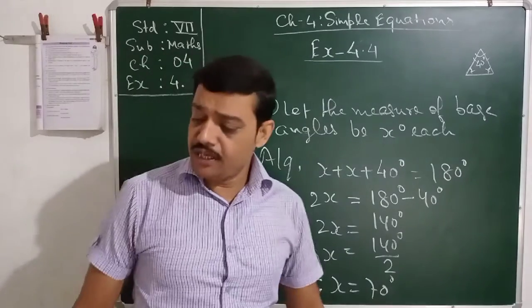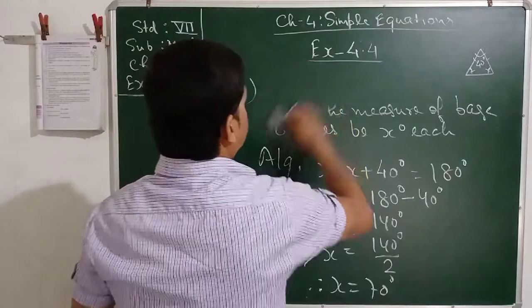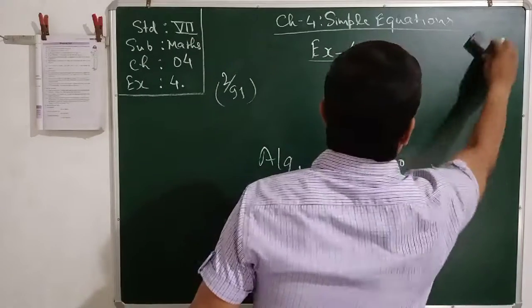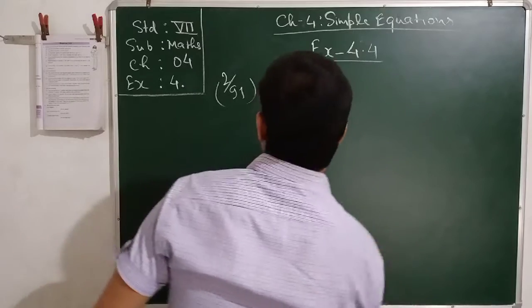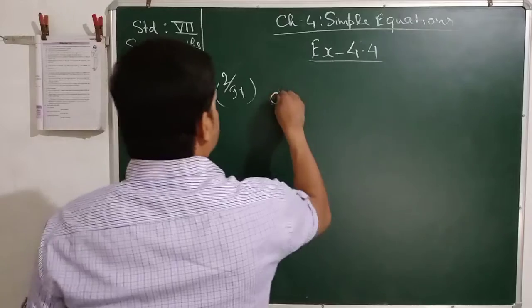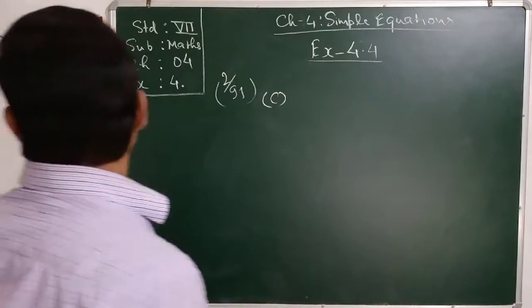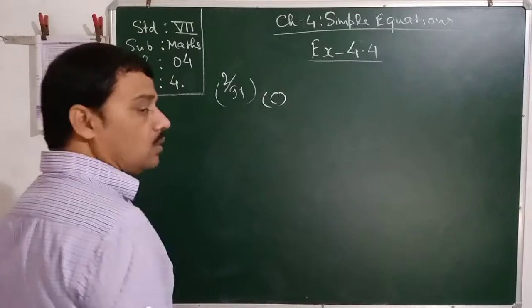Let me see the C number also. See, in the C number, Sachin scored twice as many runs as Rahul.